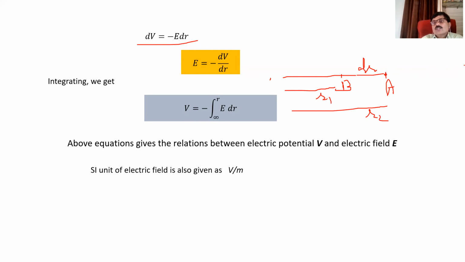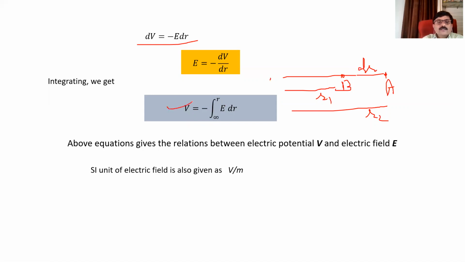Work done in taking the unit positive charge from infinity to this point will be the potential at point A, and work done in taking the unit positive charge from infinity to the point B will be the potential at point B. Since in the definition the potential is the work done to take the charge from infinity to that particular point, we have taken the limits as infinity to r, and hence you will get V is equal to minus integration from infinity to r of E dr.